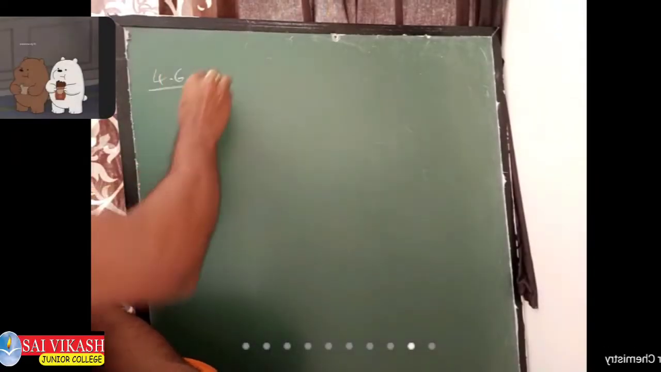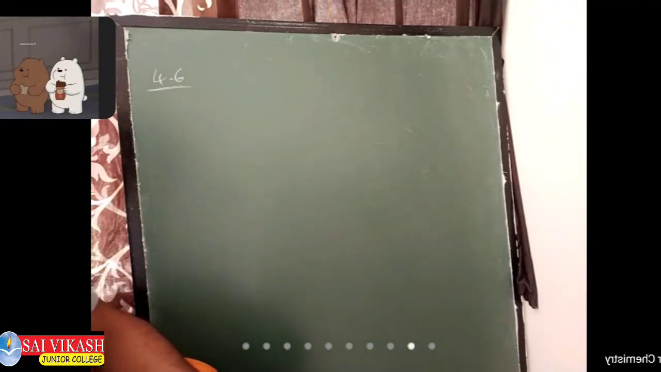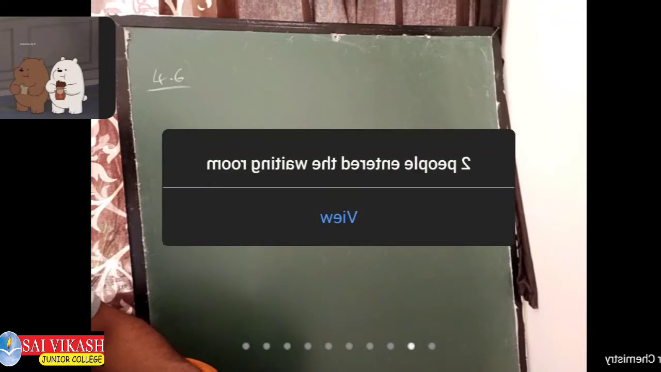Exercise 4.6. The reaction is second order with respect to a reactant. How is the rate of reaction affected if the concentration of the reactant is doubled or reduced to half? So they have given that the reaction is second order with respect to a reactant.